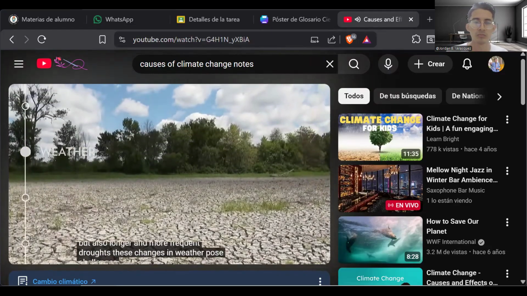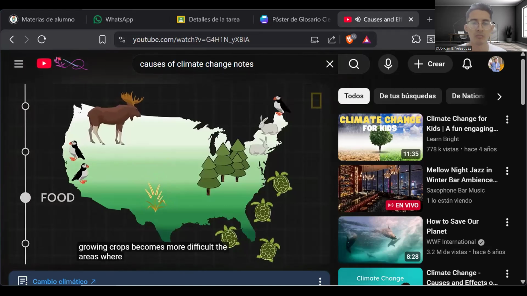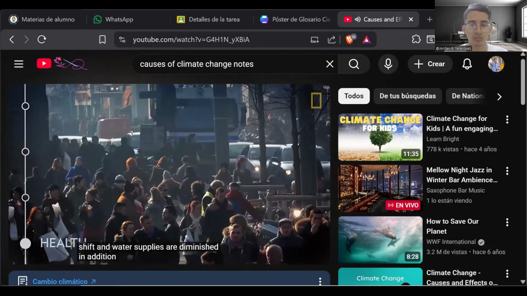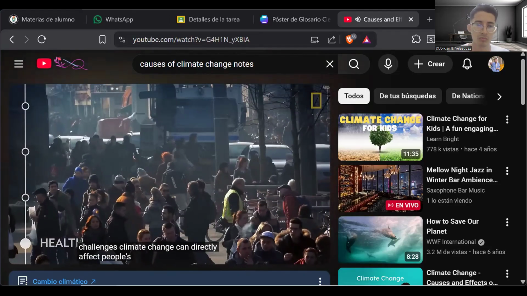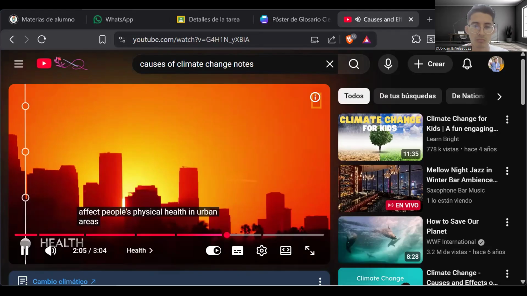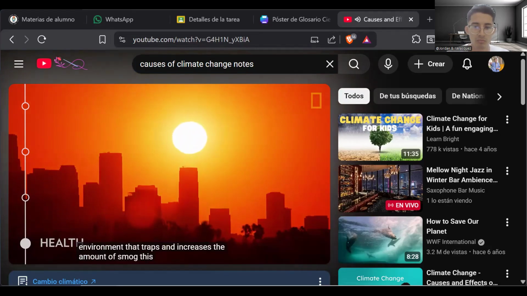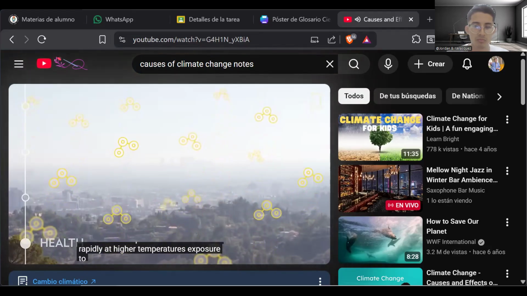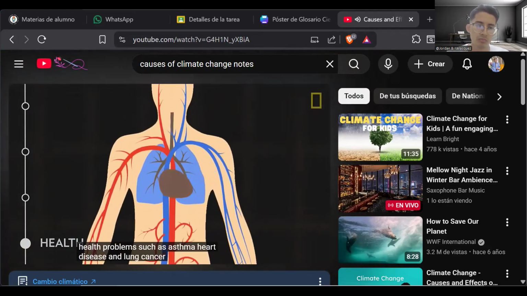These changes in weather pose challenges. Growing crops becomes more difficult. The areas where plants and animals can live shift, and water supplies are diminished. In addition to creating new agricultural challenges, climate change can directly affect people's physical health. In urban areas, the warmer atmosphere creates an environment that traps and increases the amount of smog. This is because smog contains ozone particles, which increase rapidly at higher temperatures. Exposure to higher levels of smog can cause health problems such as asthma, heart disease, and lung cancer.